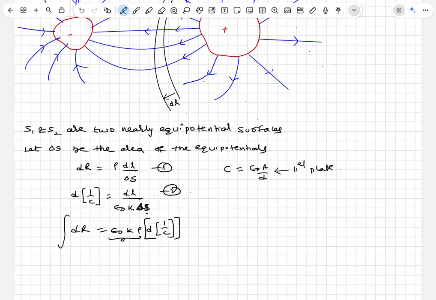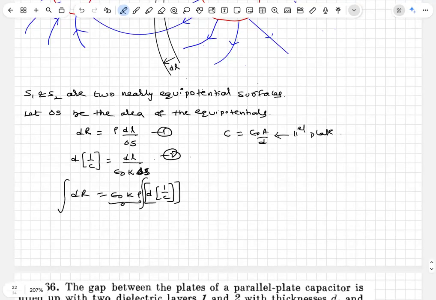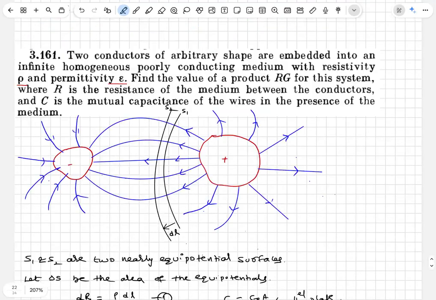Now you take integration on both the sides. So finally what you will get is R equals epsilon naught K rho by C. Now you need to understand that for such mediums, RC, for very vast distributions, you can blindly use epsilon naught K. Three times we got the same. That's the RC value, which means the time constant is epsilon naught K rho.